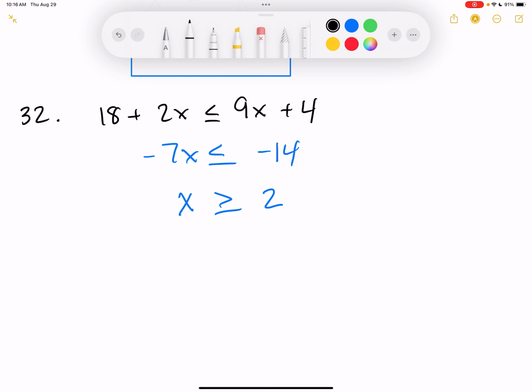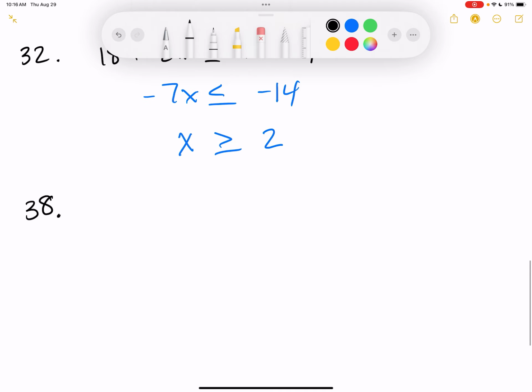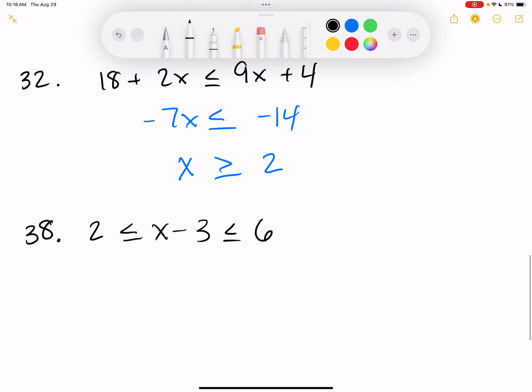All right, 38. Negative 2 is less than or equal to x minus 3, which is less than or equal to 6.